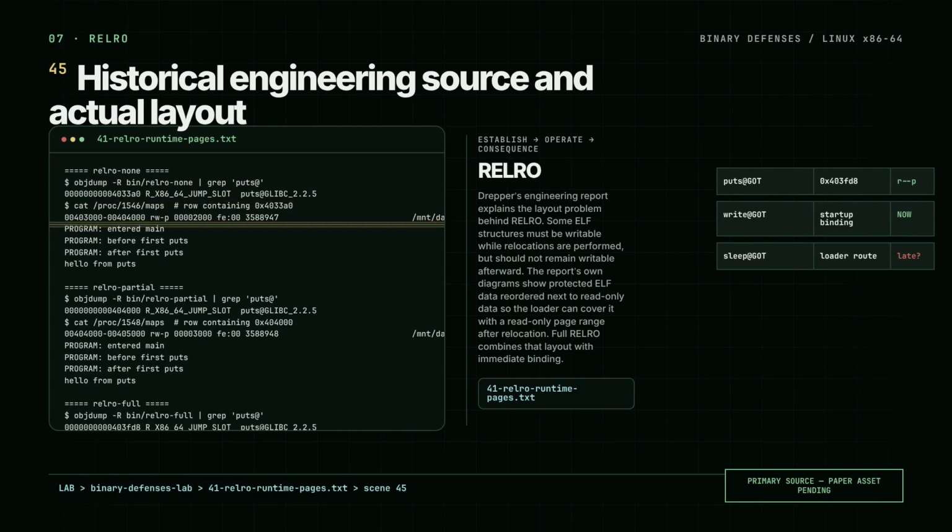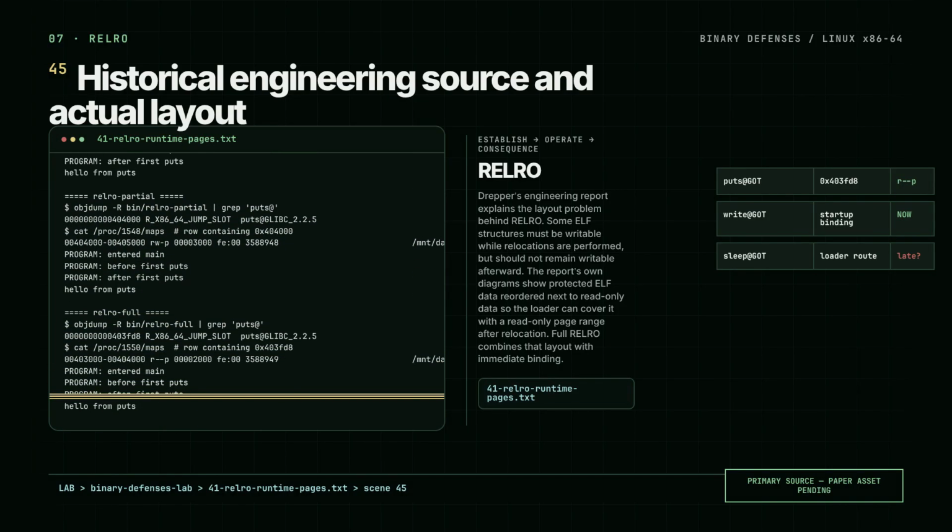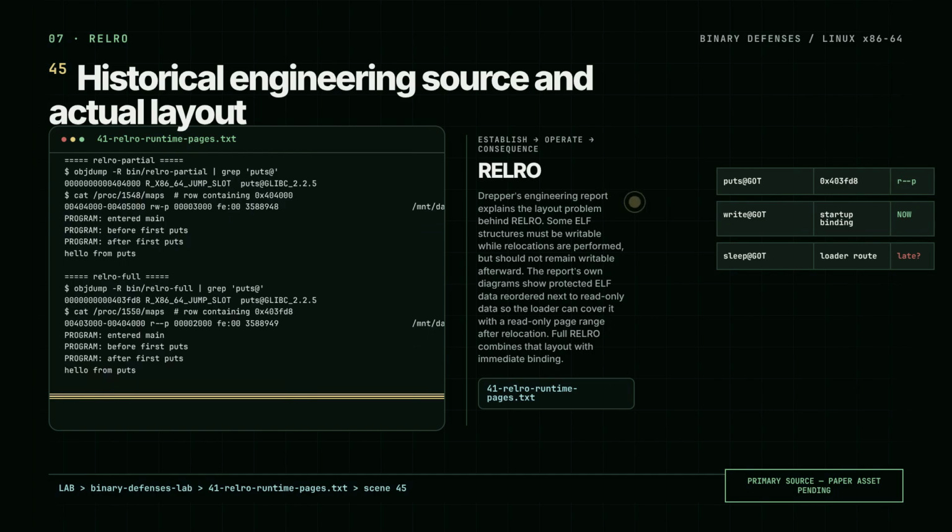Draper's engineering report explains the layout problem behind RelRow. Some ELF structures must be writable while relocations are performed, but should not remain writable afterward. The report's own diagrams show protected ELF data reordered next to read-only data so the loader can cover it with a read-only page range after relocation. Full RelRow combines that layout with immediate binding.